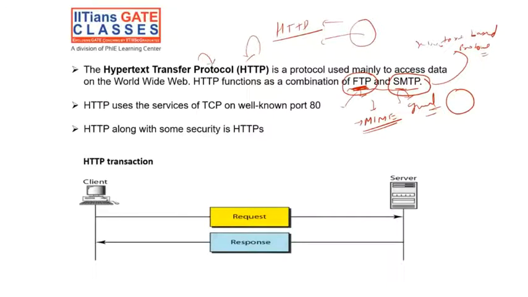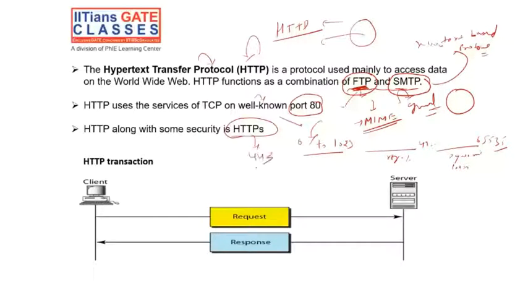On which port number by default? The HTTP default port number is 80, right? This is your well-known port. You know the range of well-known ports is 0 to 1023. And after that 49 something, which is a registered port. Registered port. And after that you have dynamic ports, up to 65535. Right? So these are the well-known ports. And HTTP along with some security is HTTPS, and the port number of HTTPS is 443. Yeah, 443.